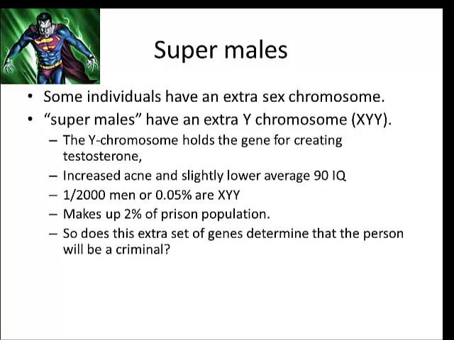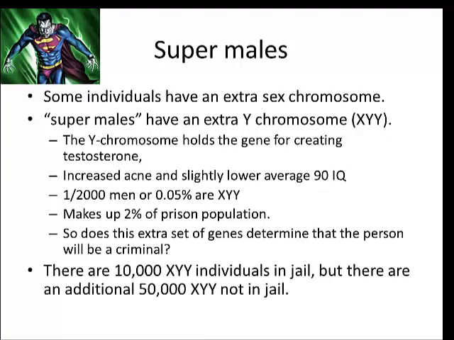It's kind of rare, but while 1 in 2,000 of our population are XYY, 2% of the prison population are XYY. It doesn't mean that if you're XYY, you go to prison. It doesn't have that perfect determinism. It just means that there is a greater likelihood that somebody who's XYY has an increase over the average population for aggression and criminality. So there are about 10,000 XYY individuals in jail, but there are an additional 50,000 XYY not in jail. It's not an absolute determinism, it is just this kind of increased likelihood.